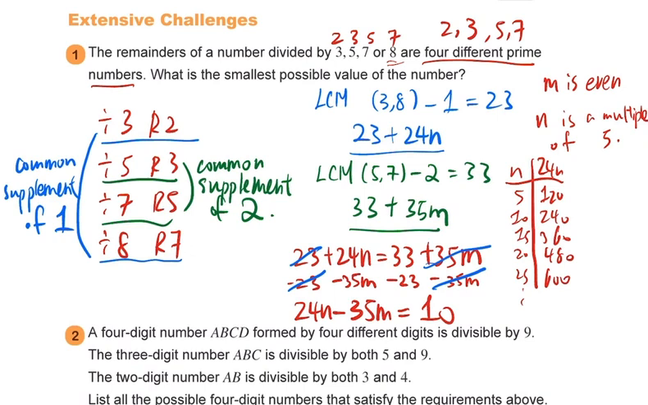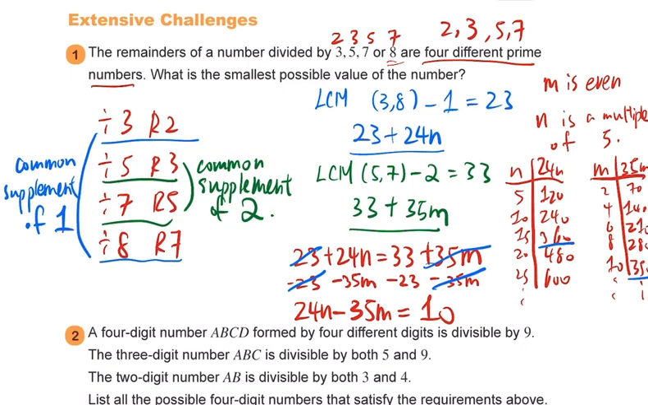And when m is even, so when m is 2, 4, 6, 8, 10, and so on, 35m is going to be 70, 140, 210, 280, 350, and so on. Having these two lists of numbers, I just need to spot a pair that has a difference of 10. There we go, it's right there.